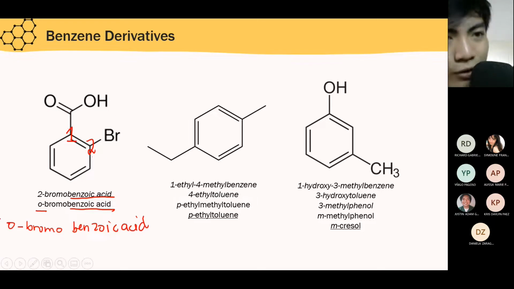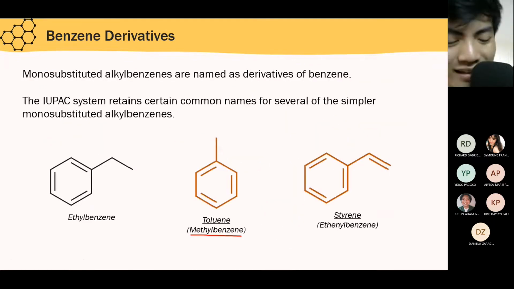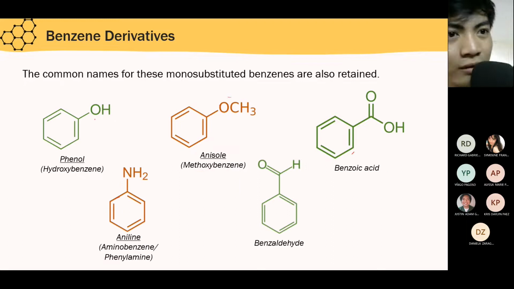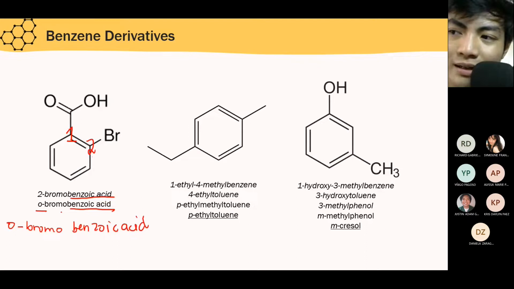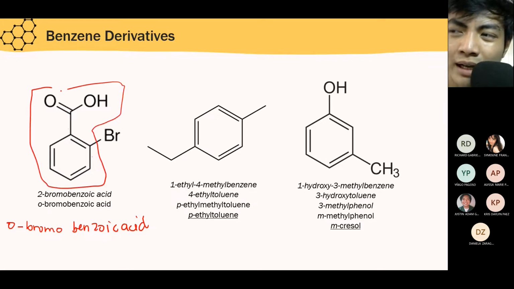So, ganun na. Important na kabisado nyo to. Kasi yan yung magdidikta kung ano pangalan ng molecule mo. Okay? So, kung siya ba ay toluene ba yung name ng parent, styrene ba yung name ng parent, phenol ba yung name ng parent, so on and so forth. Okay? So, yan yung reason bakit ang pangalan niya ay 2-bromo-benzoic acid or ortho-bromo-benzoic acid. Okay? Yun yung name niya kasi of the two substituents, ito yung may common name. Pangalan niya, benzoic acid. So, numberan mo na lang yan. Okay? So, ganun lang.